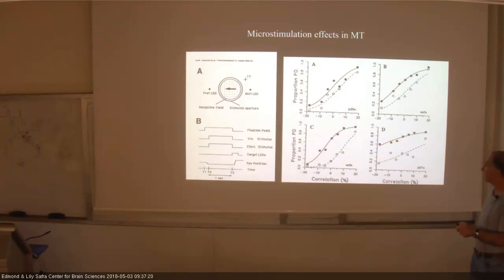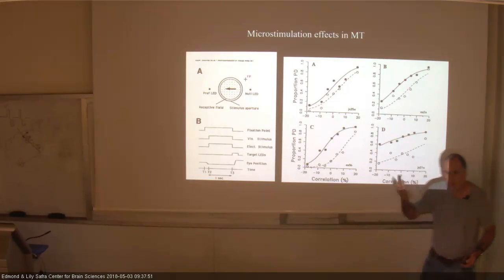So if you are presenting, say, a stimulus at 20% coherence, then the cells which are sensitive to motion in, say, the leftward direction, which is the preferred direction here, are firing. On top of that, you're activating them through the electrical stimulus. So you're getting a slight increase in the proportion of preferred directions, but not much.